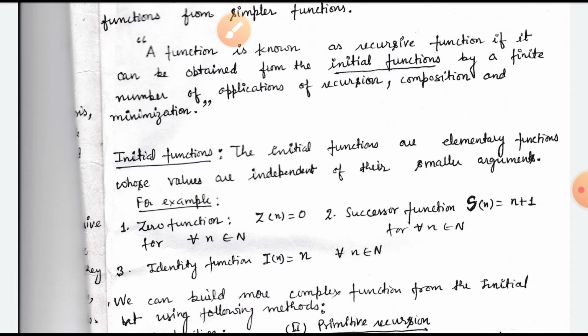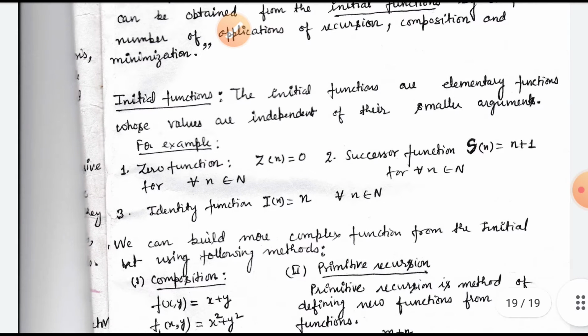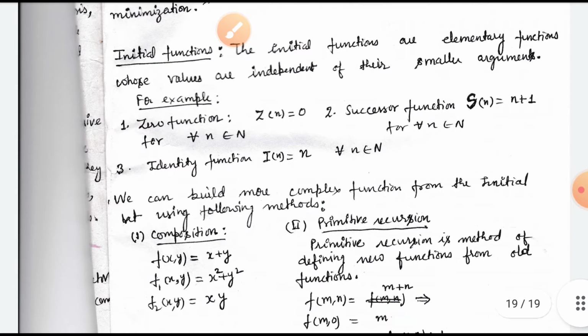Second, the successor function, s of n is equal to n plus 1. Means whatever value you pass, it will return the value incremented by one, the succeeding value. Then identity functions: the argument will be returned, whatever value we are passing will be returned.